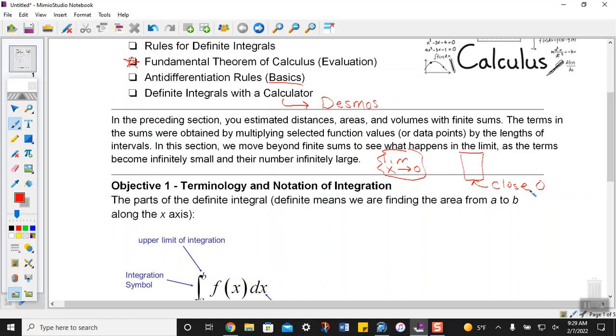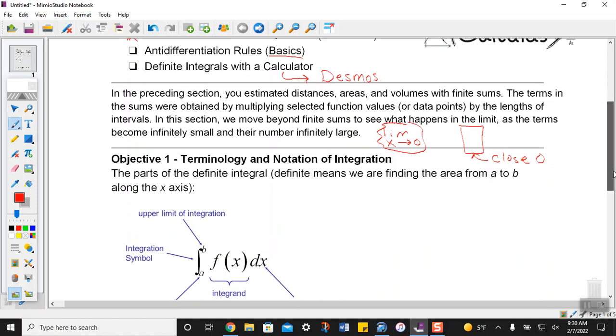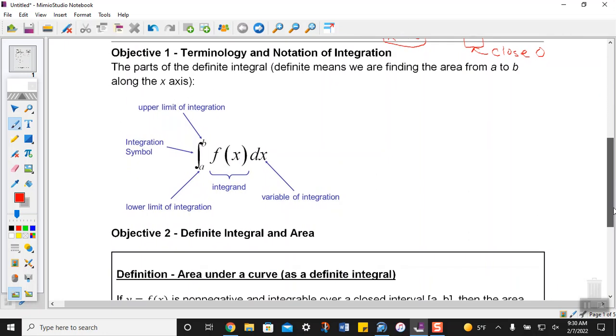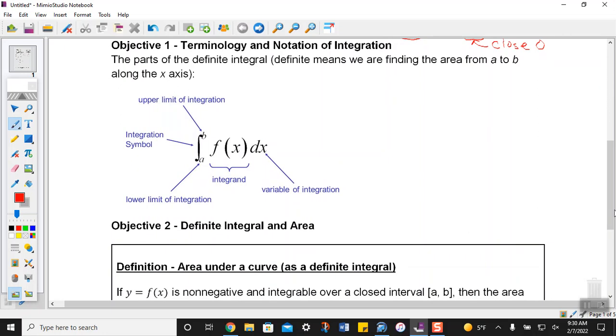All right, let's talk objective number 1. What is integration, and what does it look like? You're going to start to see some funky symbols, my friends. You're going to see some symbols and think, ooh, what is that? Anybody ever seen this symbol before? Looks like something that would be in music. Almost, yeah, it does.